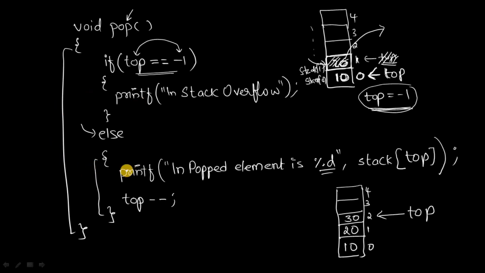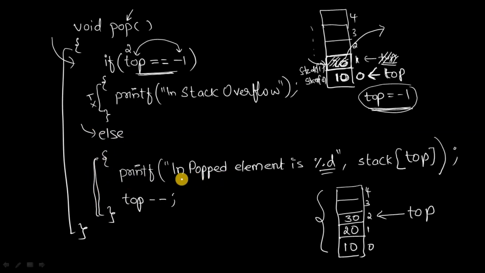Let's understand this pop function again with another example. Suppose take this stack which has 3 elements. Topmost element is 30. Now whenever the pop function begins, first it will check for the stack underflow. So here what is the present top value? 2, right? So present top value is 2. Is 2 equal to -1? False. So this true block will not execute. It will come to the else part.